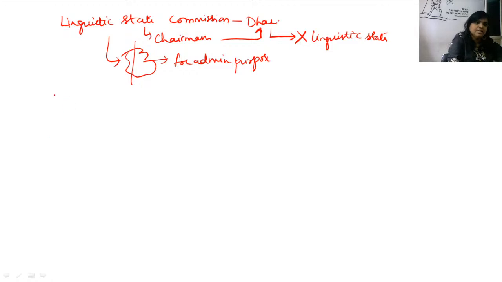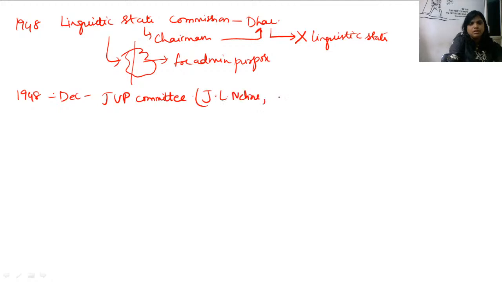However, in the same year, 1948 December, the JVP committee was appointed. What do you mean by JVP? Jawaharlal Nehru, Vallabhbhai Patel, Sardar Vallabhbhai Patel, and also Pattabhi Sitaramaiah. JVP committee. And this particular committee was also not in favor of linguistic states.